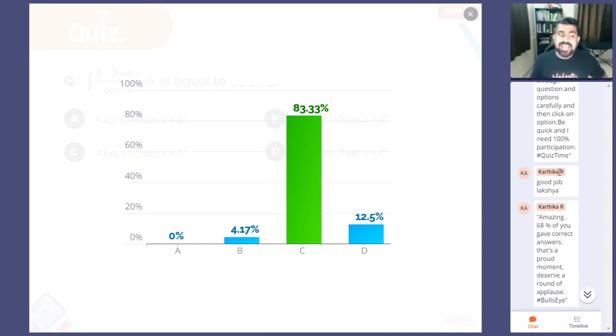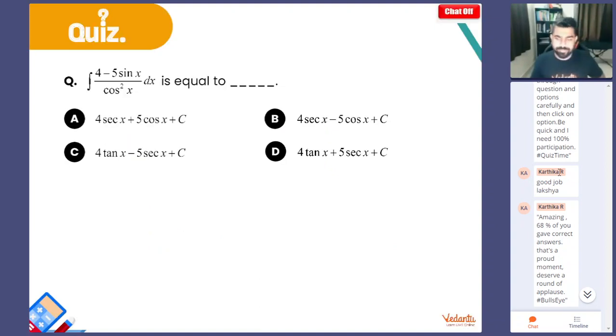What was the right answer? The right answer was option C. Why is option C right, sir? Because, guys, once you split it, you will get it like this. You will get 4 by cos square x minus 5 sin x by cos x into cos x.